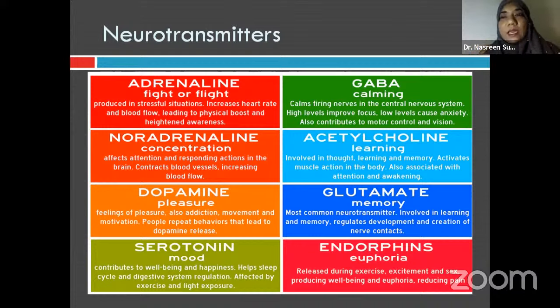Next you have noradrenaline. Noradrenaline and adrenaline are both similar in function. Most of the things are the same. Next, dopamine. Now dopamine is a pleasure hormone. It is involved in addiction. Now shall I say a best example of a dopamine-related thing which you are daily addicted to?